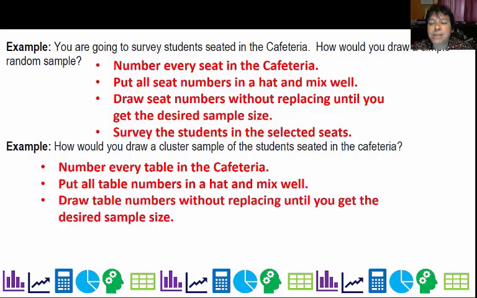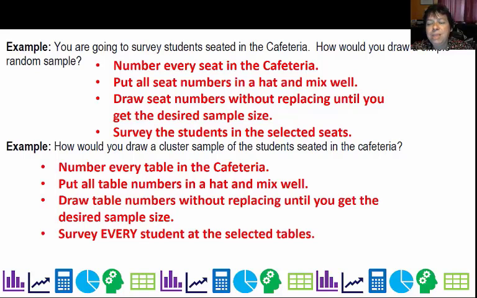So I basically went to each table then, and I surveyed every student at the table. I went up to them, I said, your table has been randomly selected for our survey. And everyone is invited to do the survey. And so those are cluster samples. My clusters were the tables in the cafeteria. Again, a very good and convenient way to sample if there's no reason to think that there are differences between one table and another.